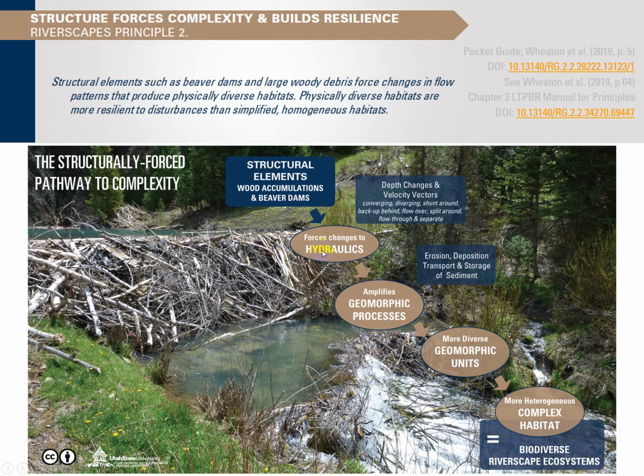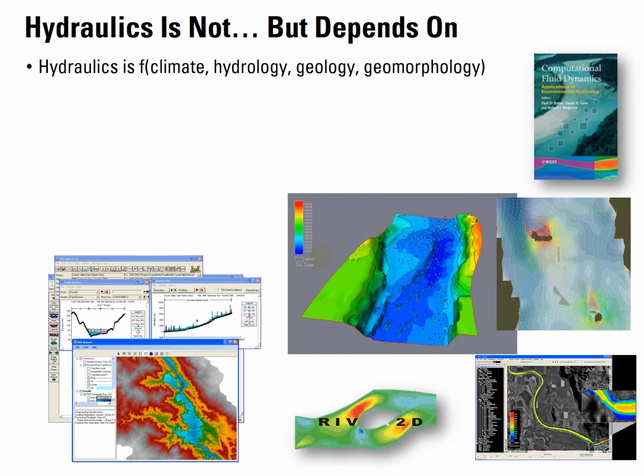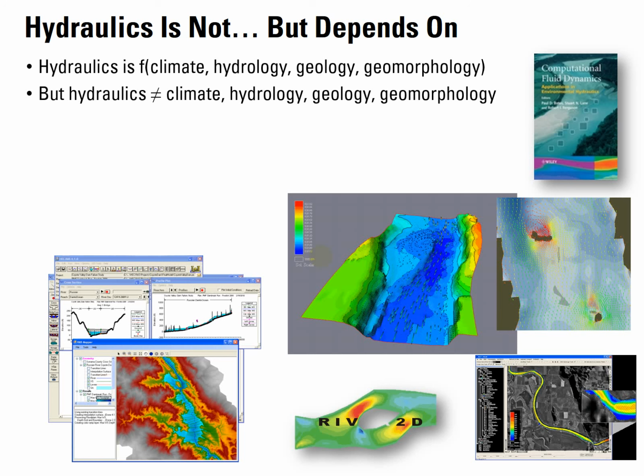And we're going to start with a little elaboration of hydraulics, okay? So hydraulics is basically a function of climate, hydrology, geology, geomorphology, but it's not those things. Those things are very important deciding factors. So it doesn't equal those things. What does it equal? Well, there's some hints on the screen.